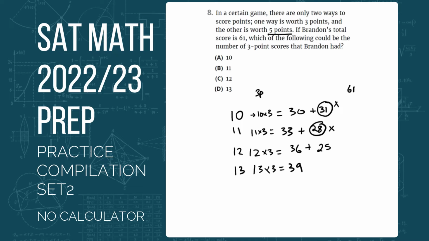We need to add 25 to this to make 61, so this is a possible answer. For the last one we need to add 22 to make 61, which is not a multiple of 5, so the answer is C, 12.